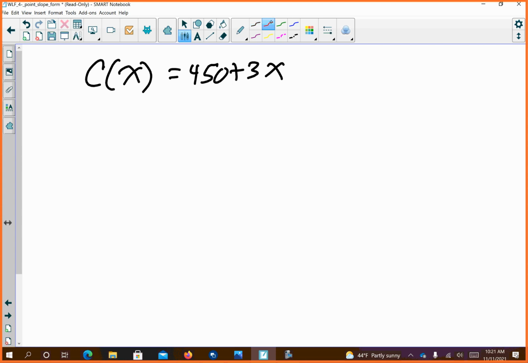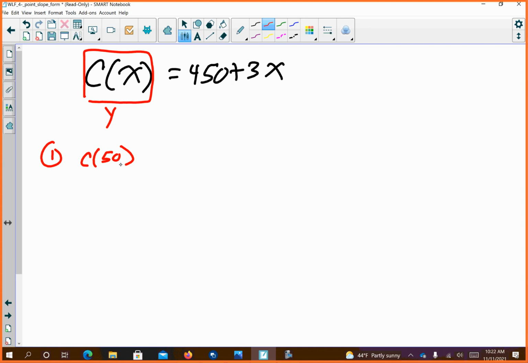What page is it? 163. All right, so remember I said this is just a fancy name for saying y, right? Okay, so we have an understanding of that. Can you see over my head? Okay, cool. So the first question says, determine C at 50 and interpret the result from the context of the problem. So they want us to do C at 50.